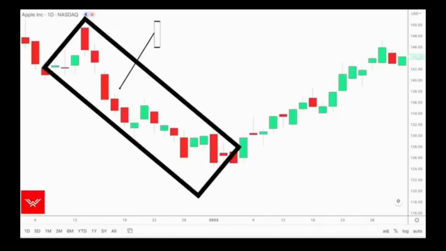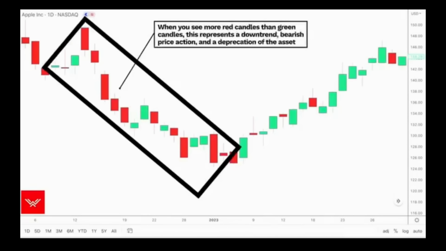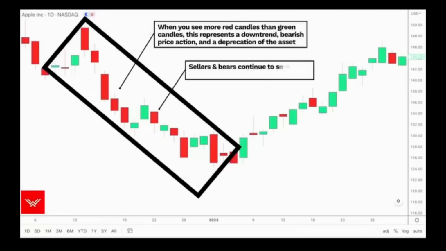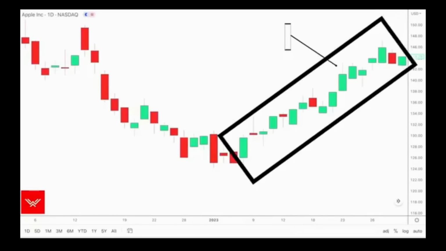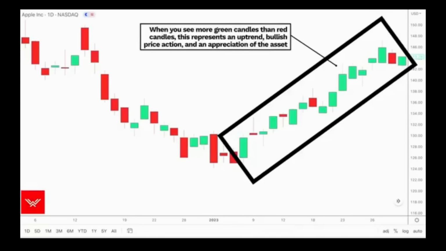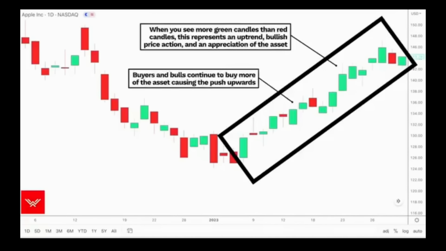Now, when you see more red candles than green candles, this represents a downtrend in bearish price action and a depreciation of the asset, as sellers and bears continue to sell more of the asset, causing the push downwards. When you see more green candles than red candles, this represents an uptrend in bullish price action and an appreciation of the asset, as buyers and bulls continue to buy more of the asset, causing the push upwards.